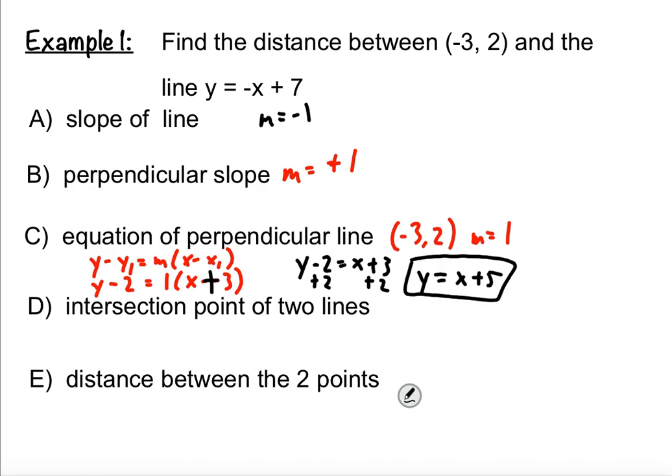Now we're supposed to find the intersection point of the two lines. What you can do is set the original equation, y equals -x plus 7, equal to the new equation, y equals x plus 5. The y values would have to be the same because we're looking for the intersection point. We can just say -x plus 7 equals x plus 5.